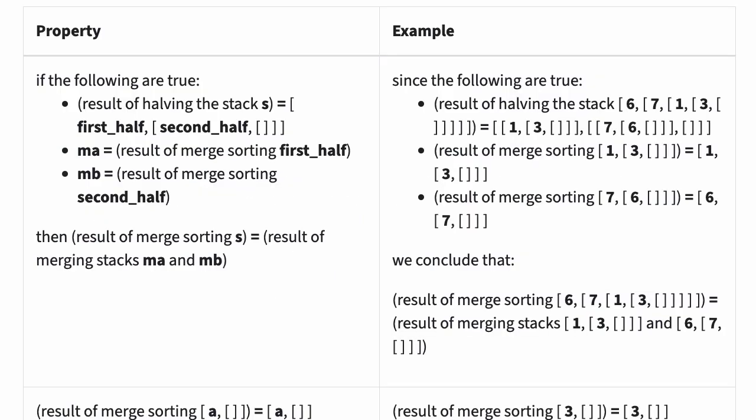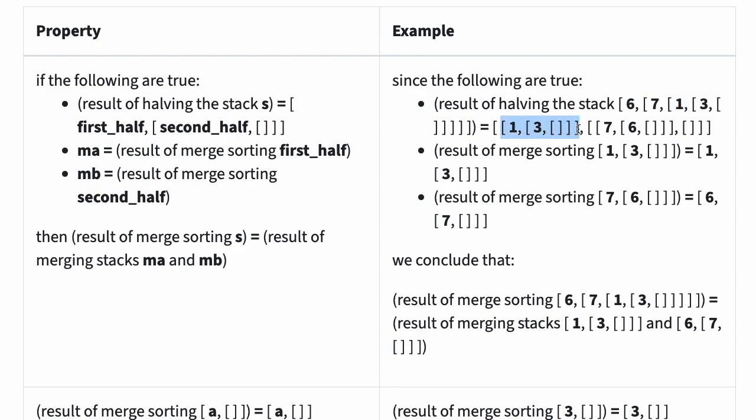In general, if the result of halving the stack S is equal to the stack first half and second half, and MA is equal to the result of merge sorting first half, and MB is equal to the result of merge sorting second half, then the result of merge sorting S is equal to the result of merging stacks MA and MB.